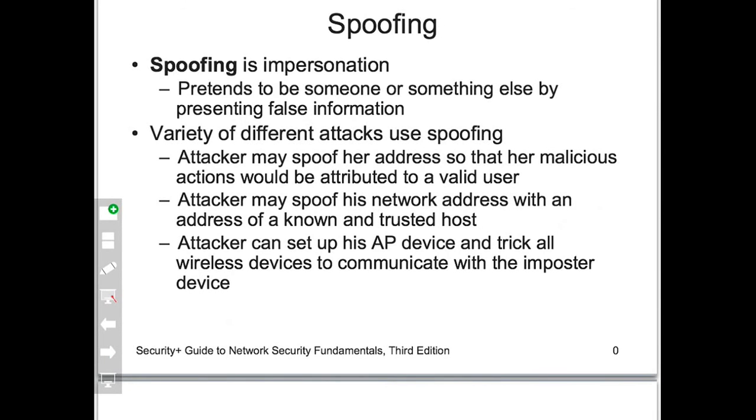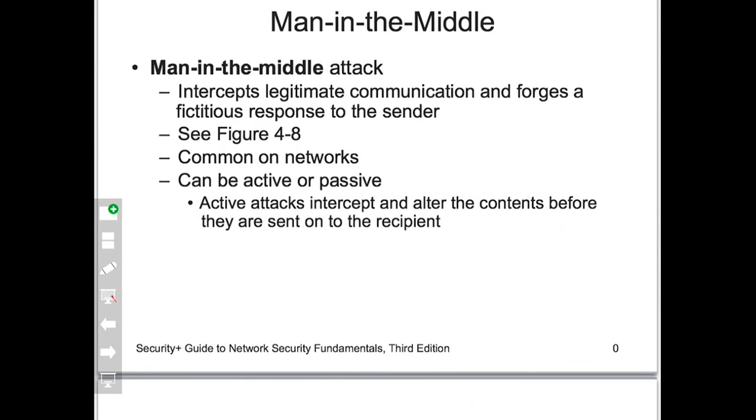So spoofing, definition, impersonation. Pretends to be someone or something else by presenting false information. It's a variety of different spoofing attacks. Attacker may spoof an IP address so that her malicious actions would be attributed to a valid user. Attacker may spoof a network address with an address of a known trusted host. Attacker can set up an access point device and trick all wireless communication with that imposter device. It's called a rogue access point.